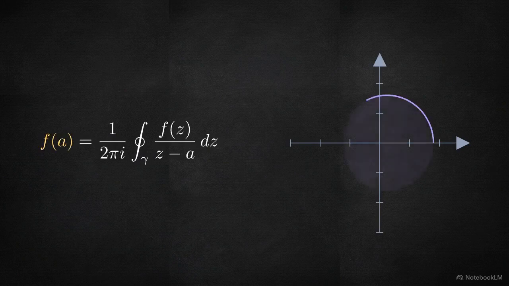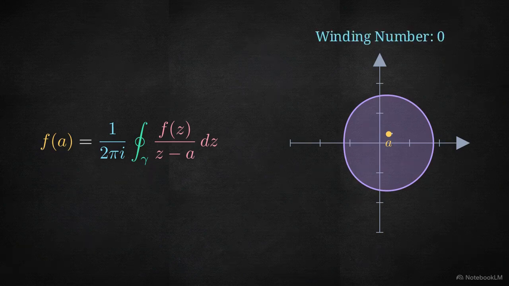On the left side, f of a is the target value at our specific interior point. The right side defines an integration path. The variable z travels along the loop gamma, meaning the calculation only occurs on the boundary. The term 1 over 2 pi i is a normalizing constant. It is derived from the topological winding number, which tracks the path's rotation around the point.